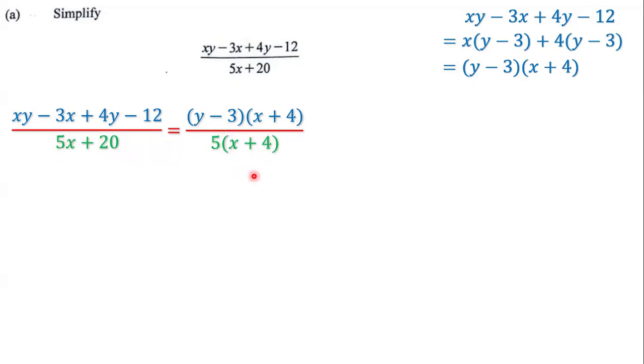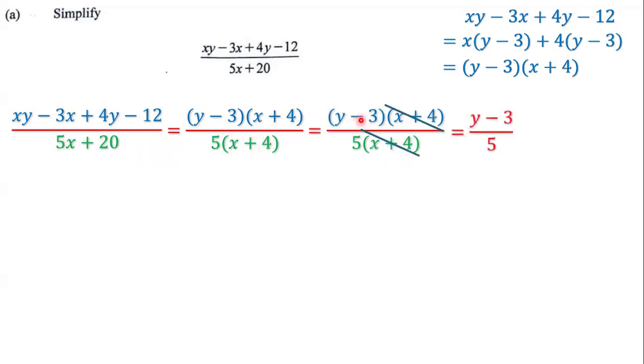Now we can cancel out. Notice that we have x plus 4 at the top and x plus 4 at the bottom. So we cancel those two, and we are left with y minus 3 in the numerator and 5 in the denominator. So the simplified form of this expression is y minus 3 all over 5.